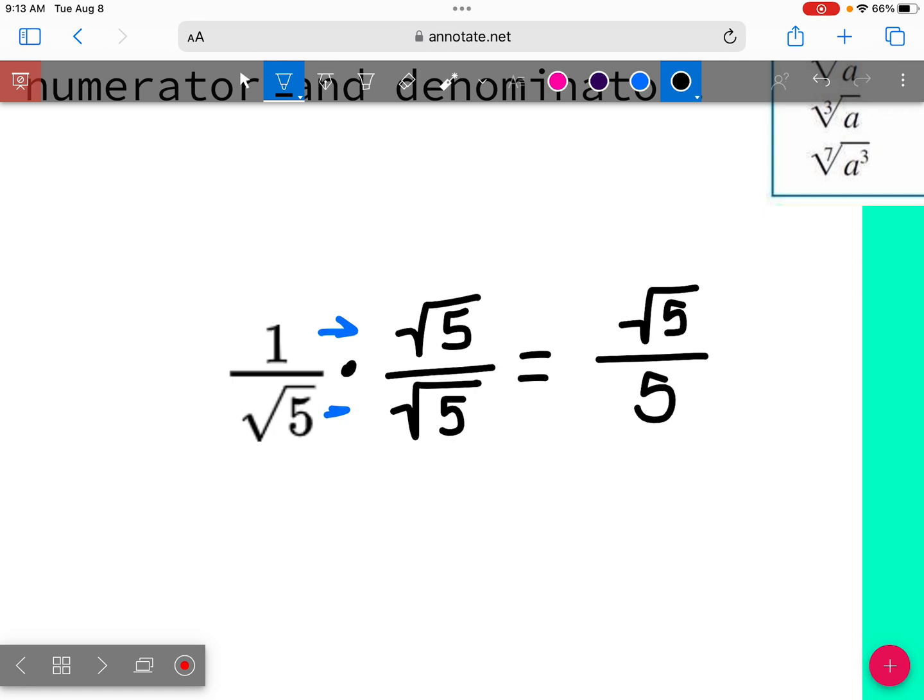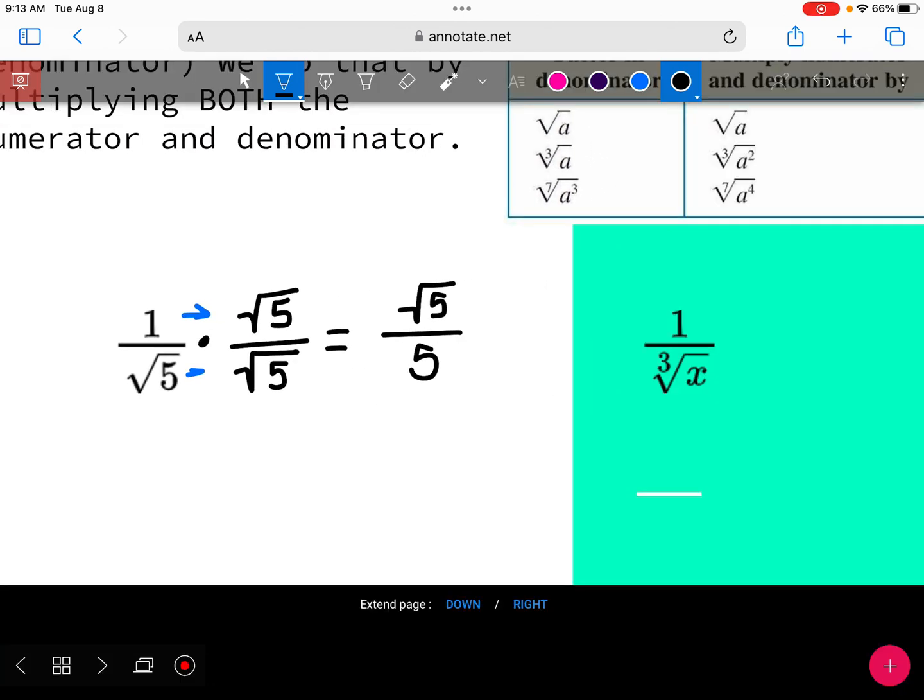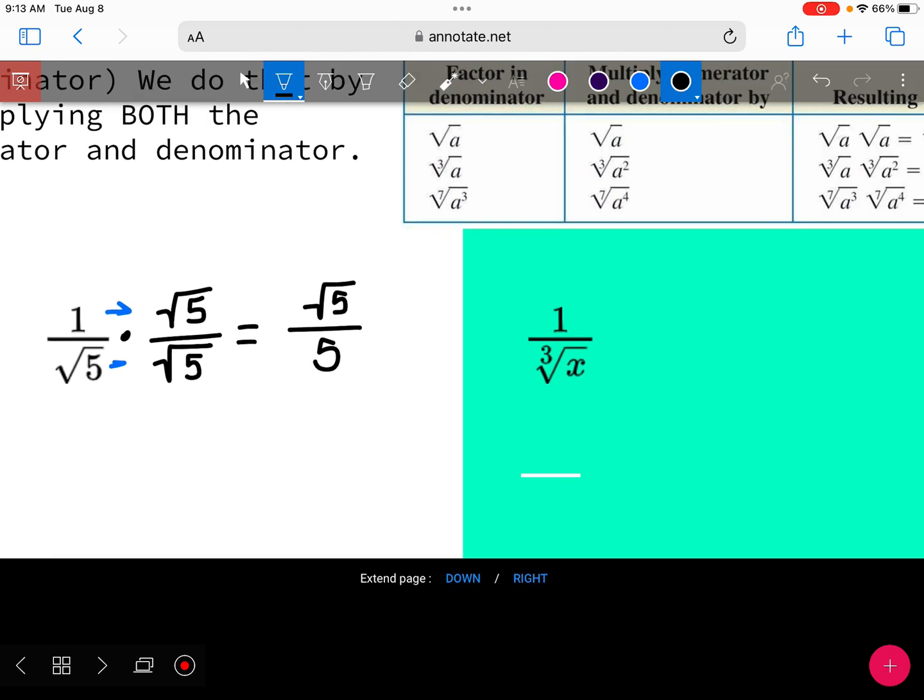It means the same dang thing. You type it in a calculator, 1 over the square root of 5 is the exact same thing as the square root of 5 over 5. Means the same dang thing. It's just math grammar. Okay? So we're going to be multiplying by whatever makes our denominator not have a radical anymore. It's called rationalizing.